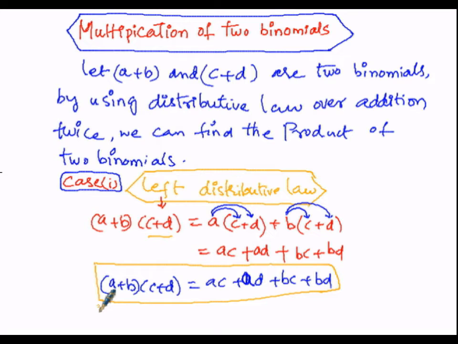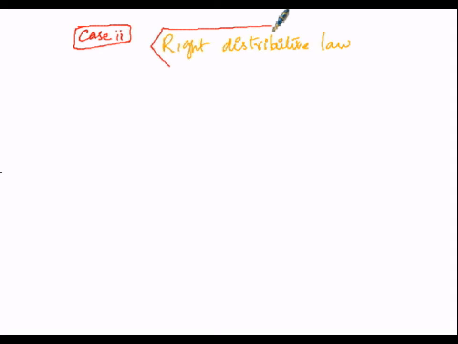Then in the second case, case number 2, that is the right distributive law. In this case, the two binomials to be multiplied are a plus b and c plus d.